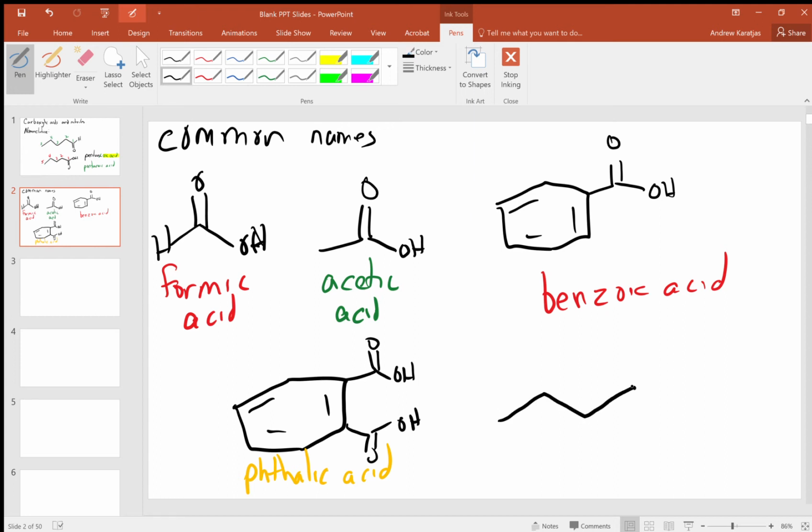And then we have a 4-carbon carboxylic acid, which is more commonly known as butyric acid. And butyric acid is a compound you might recognize, as it is what's responsible for the odor you get when butter goes bad. So again, the nomenclature for carboxylic acids, as we can see, is relatively straightforward.